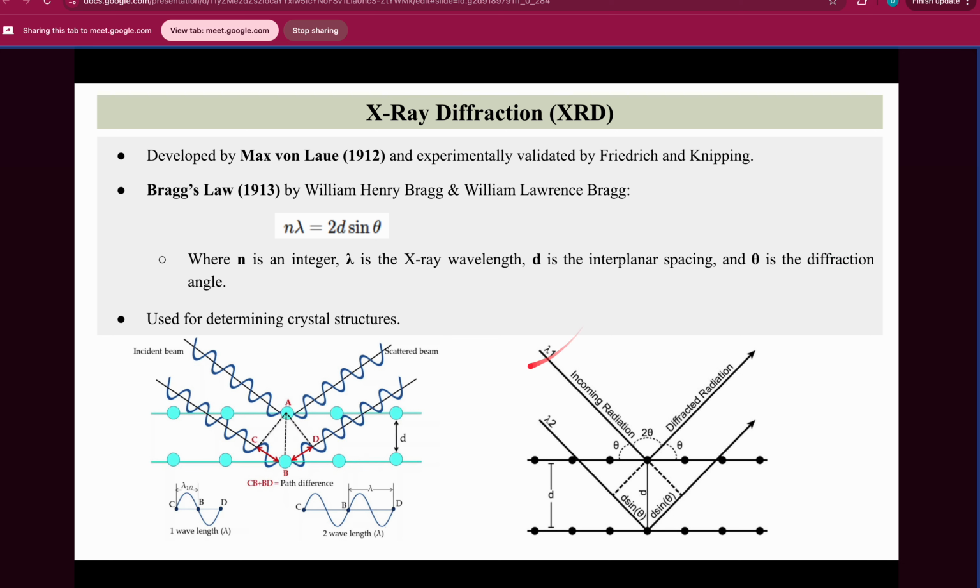Whenever incident light hits a particle at a lattice point, in the unit cell there are different particles or atoms. As soon as the X-ray hits a particular particle, it gets diffracted at some angle. The angle at which it gets diffracted is theta, the diffraction angle, which is made with the plane. The incoming radiation will also make some angle with the plane, and that will also be theta. So both of them will be theta. This is the diffraction angle, and it is used for determining crystal structures.